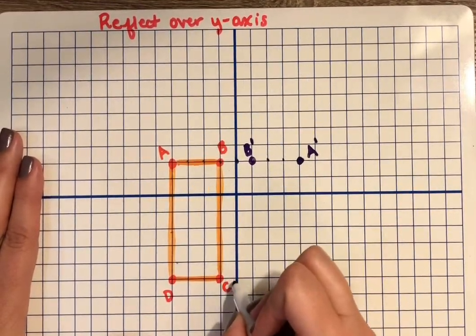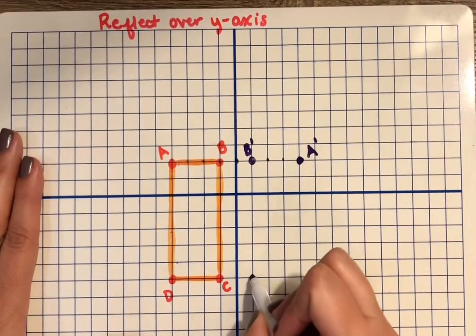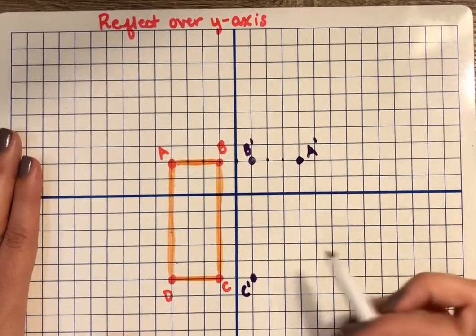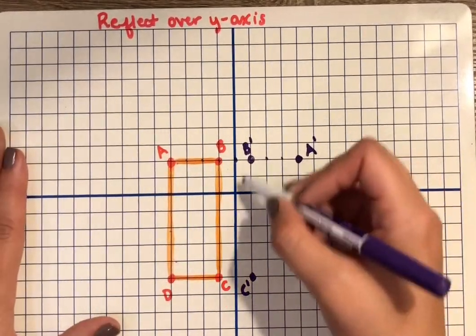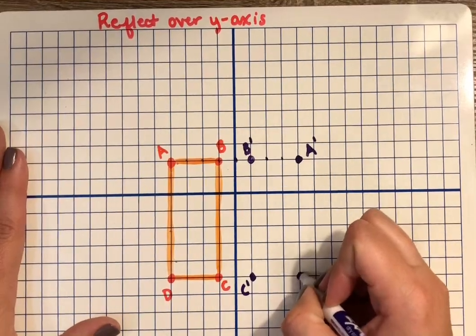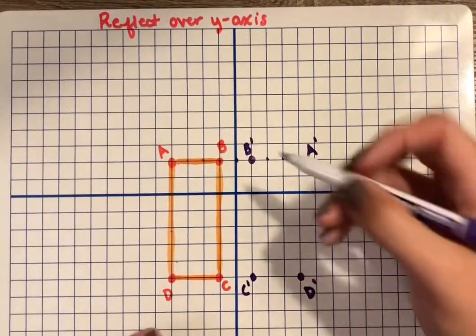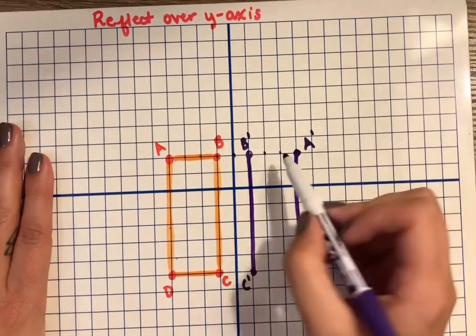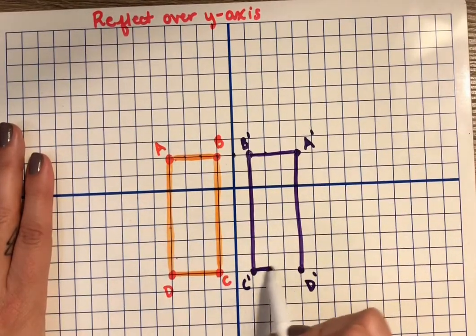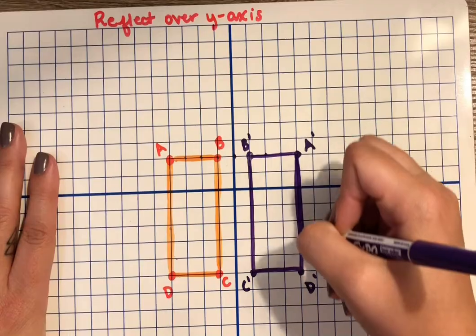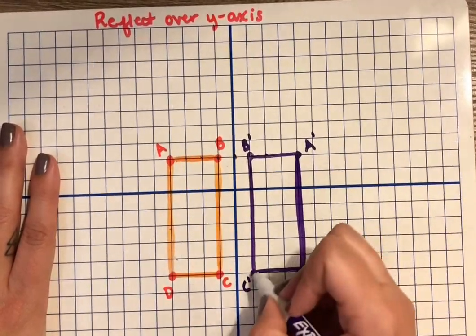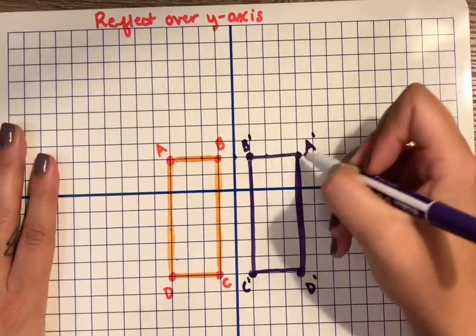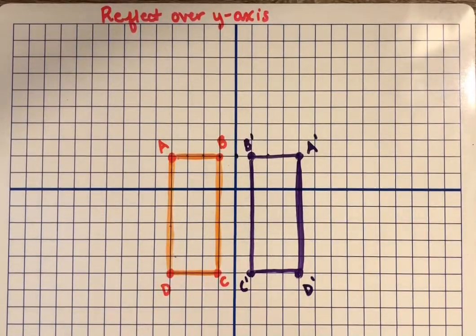I'm going to keep following that same thing for C, just over here. And then now I can figure out, to create my rectangle, where D prime is going to go. And then I connect the vertices. So I've created a mirror image, which with a rectangle, it's not so easy to determine.